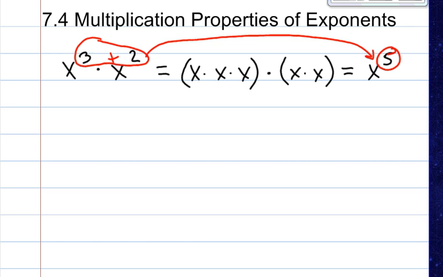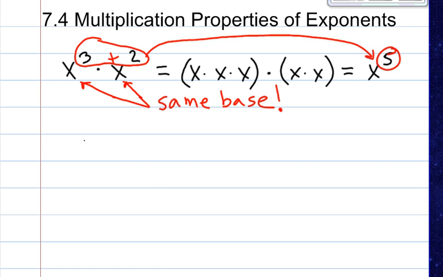So the importance here is if you see both of these variables are the same, so it's an x times another x, then you can add their exponents together. If they were different bases, like an x and a y, you cannot add their exponents. So that's important, that these have the same base. Okay, so let's look at a different example.